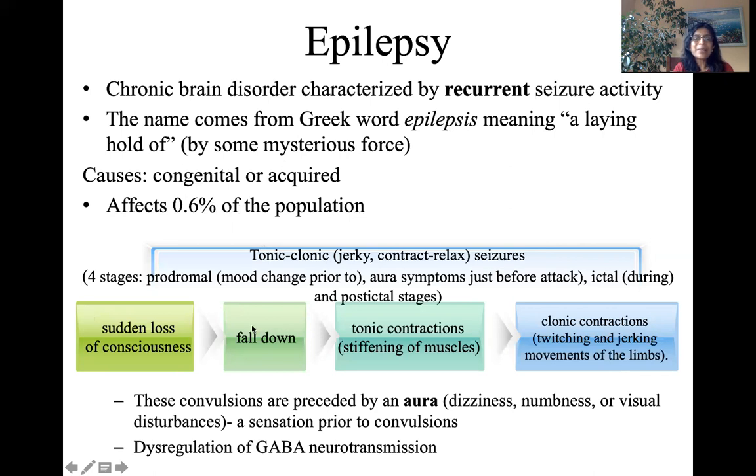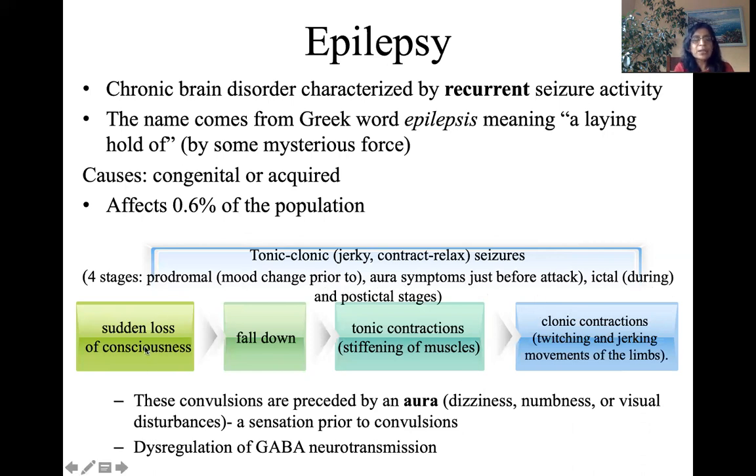So now let's talk about the 4 stages that epilepsy would have. This is tonic-clonic, that is where you have jerky, contract, relax type of seizure. Okay, prodromal is where mood change prior to. Then aura, symptoms just before attack. Ictal is during the attack, and post-ictal stage. So these are the 4 stages: prodromal, aura, then ictal, and post-ictal.